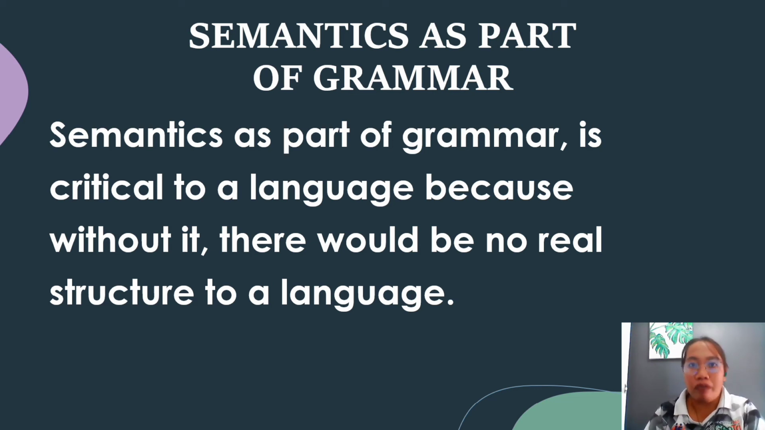Semantics, as part of grammar, is critical to a language because without it, there would be no real structure to a language. Without the basic, intrinsic understanding of semantics that comes along with language acquisition, speakers could string words together in any order they wanted, and listeners would have a difficult time deriving meaning from those sentences. Semantics provides speakers a structure to use when they need to transform words into sentences and create meaning.